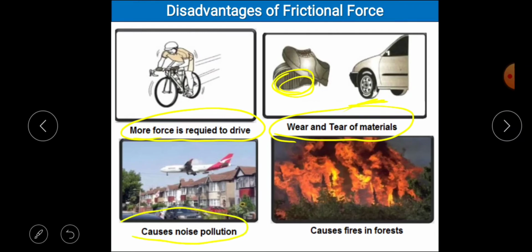Then it also causes noise pollution. As in the case of planes, they experience resistance from the air. That means the frictional force from the air, and hence when it is flying, it produces a loud sound, which may lead to noise pollution. Then it also causes forest fire.